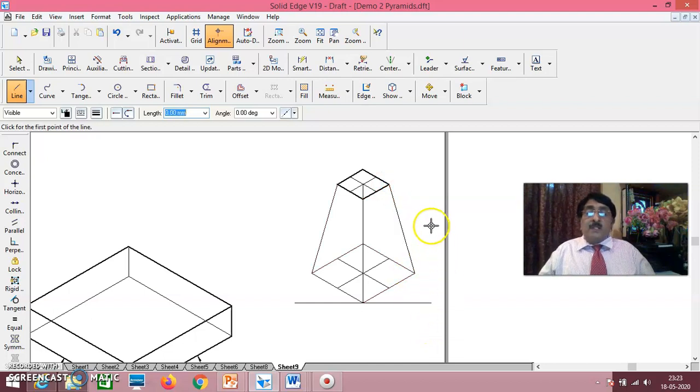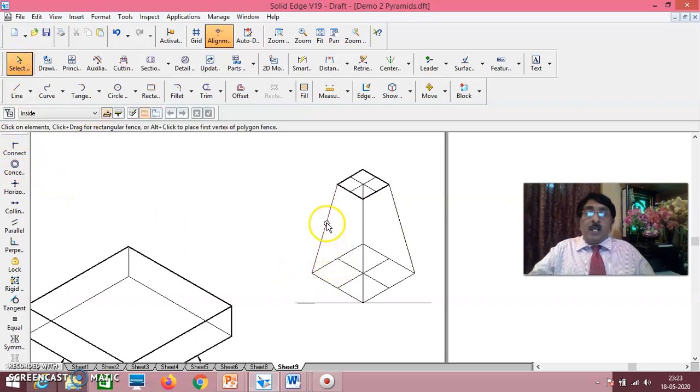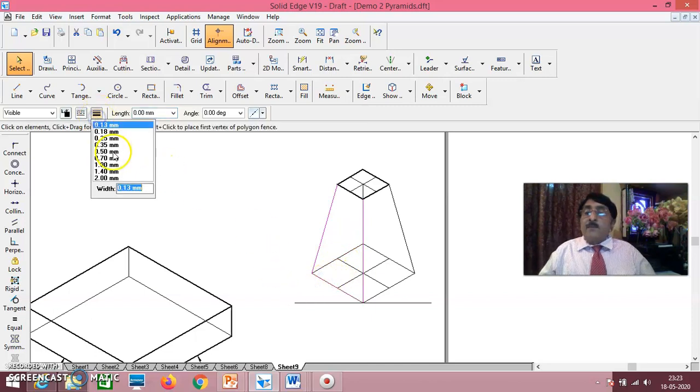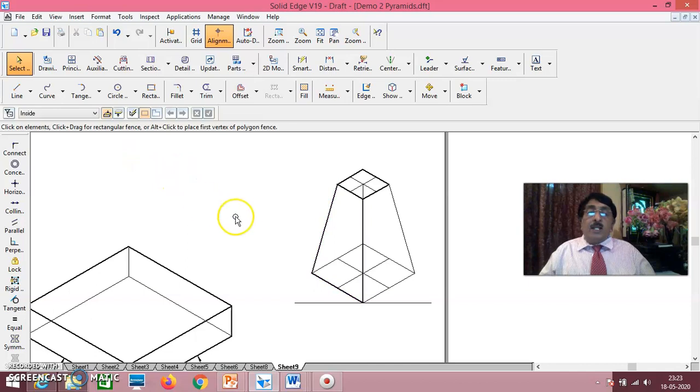Now as per the principle, top surface should be seen, left surface should be seen, right surface should be seen. In that way, here I'll darken this. Top surface is darkened, left surface is darkened. In the same way, right surface also you darken it.